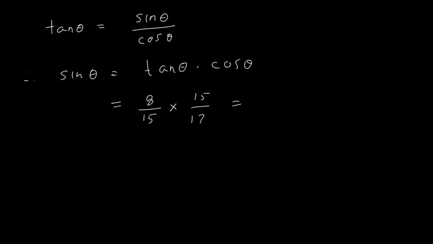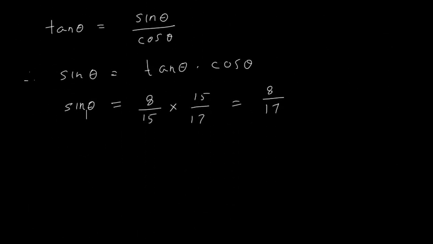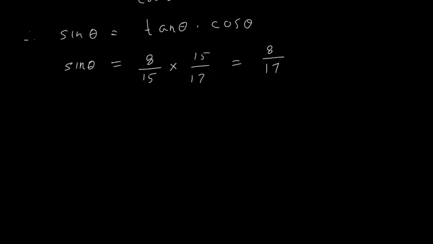So this 15 will cancel, and I have 8 upon 17 as the value of sin theta. So I got the value of sin theta, I got the value of cos theta, sec theta is also there. Now the value of cosec theta is 1 upon sin theta. So 1 upon sin theta will become 17 upon 8.